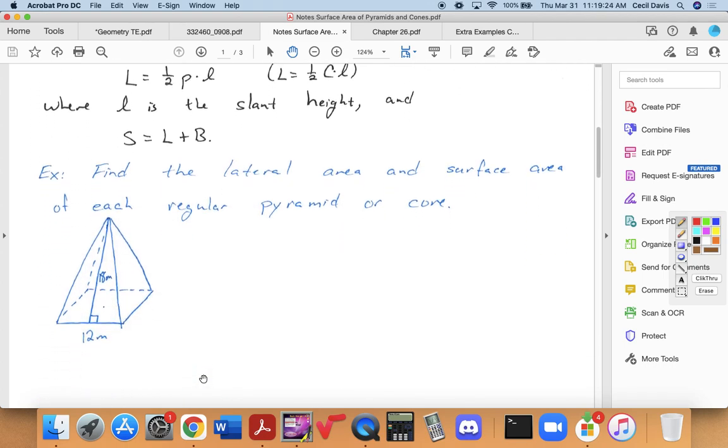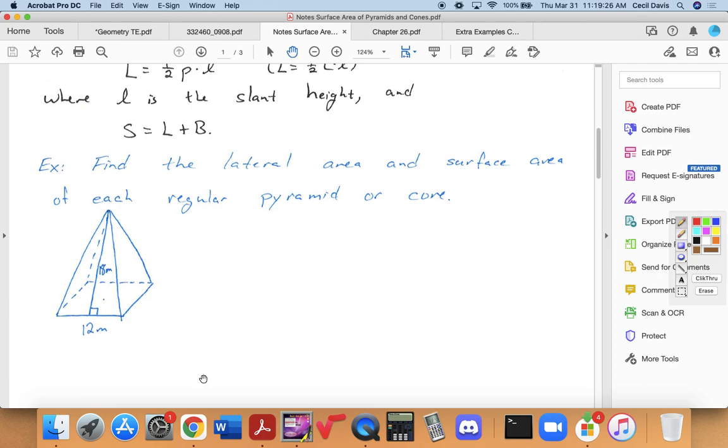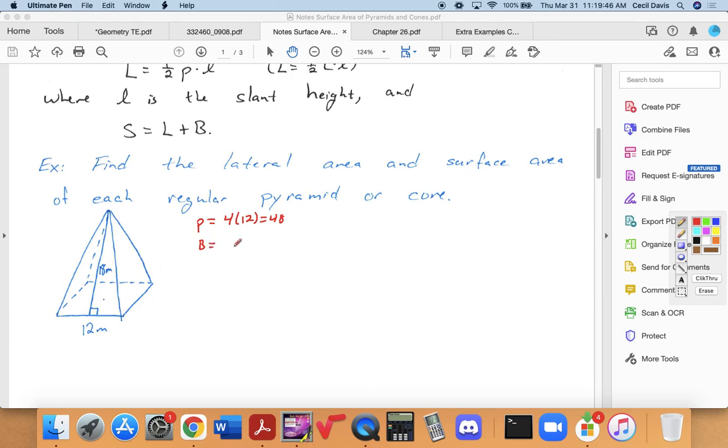All right, so let's do this one. Find the lateral area and the surface area for each regular pyramid or cone. For this one, I always start with the base, just like I do for the prisms and cylinders. So the perimeter of the base is just going to be 4 times 12, which is 48. The area of the base is just going to be 12 times 12, which is 144.